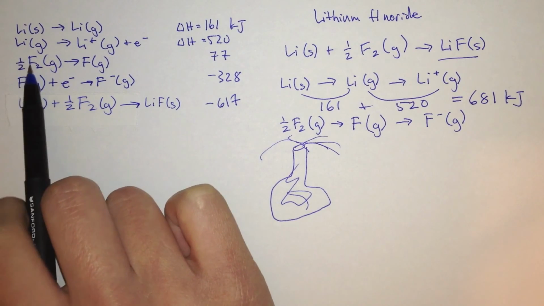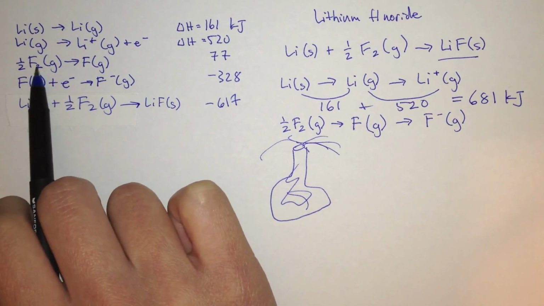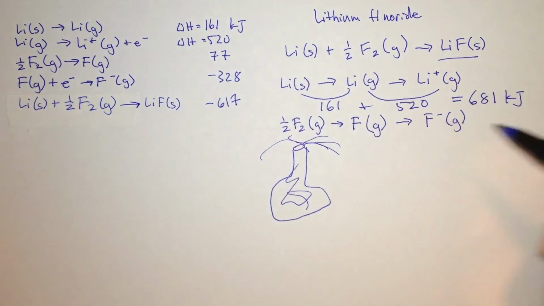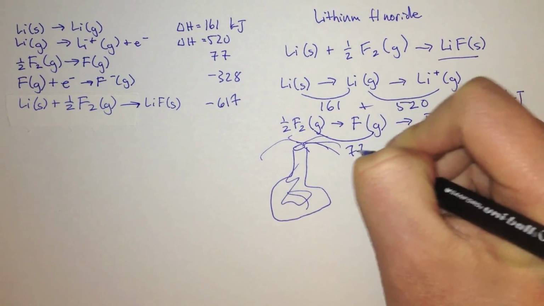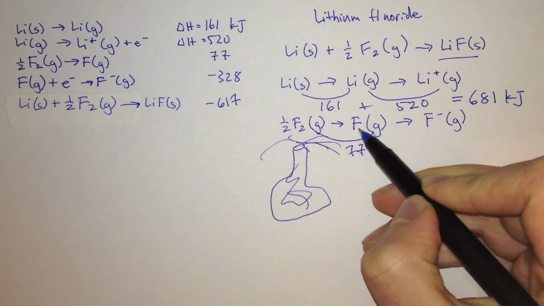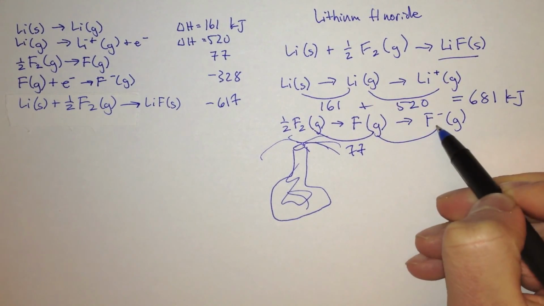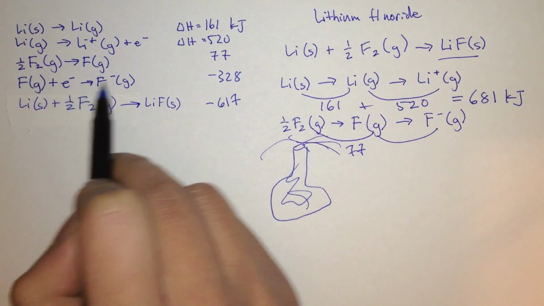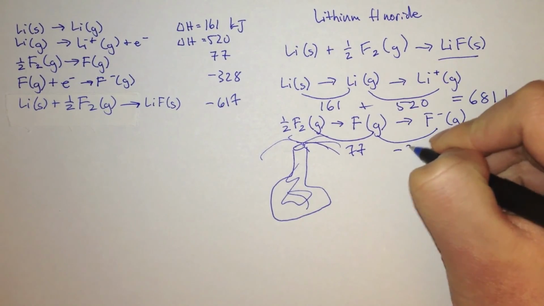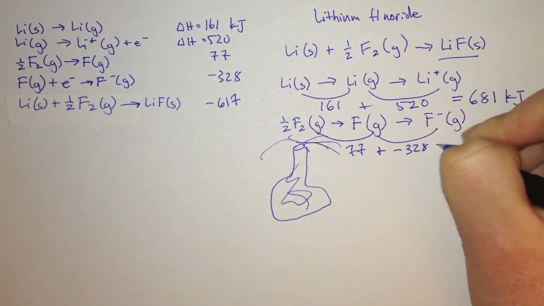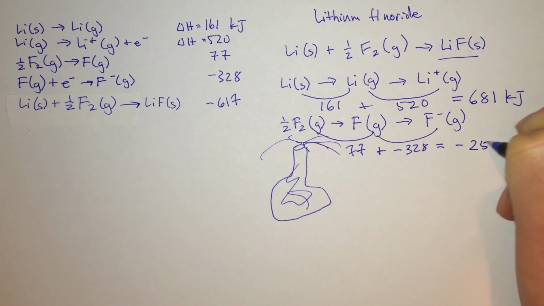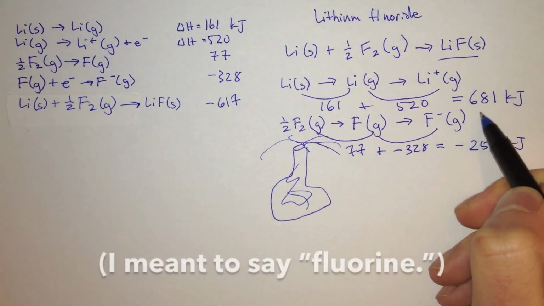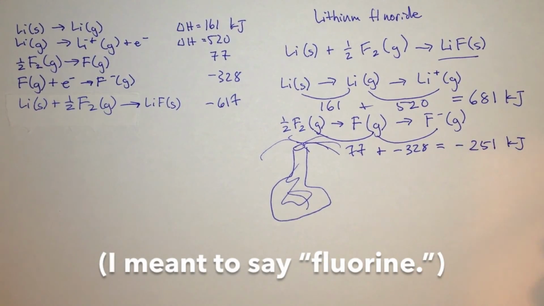This time they were nice enough to take half of an F2 and make 1 F. So we can take this 77 kilojoule number and use it directly. So here is 77, and we take our fluorine gas and we want to make it an F minus. So that means we have to give it an electron, and that's negative 328 kilojoules. And we add these up, we get negative 251 kilojoules for the heat of formation of a gaseous fluorine ion.